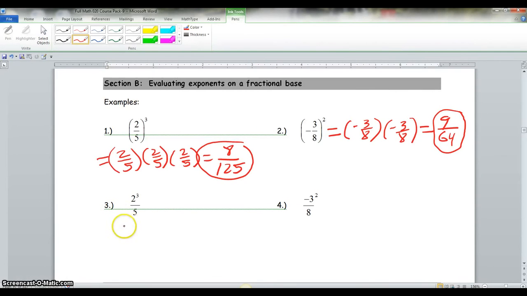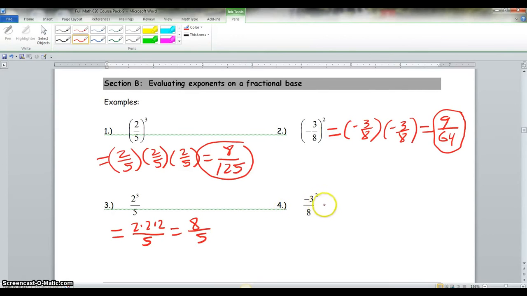Now we go down here to number 3. Now the only thing taken to the third power is the 2, not the 5. So we'll have 2 times 2 times 2 all over 5. They have nothing in common. So this will just be 8/5.